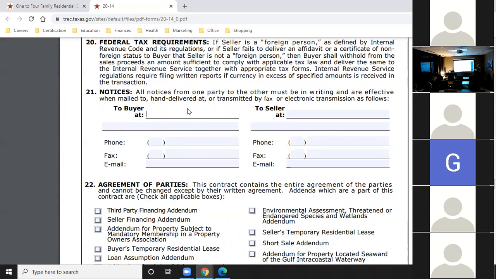All right, so notices. All notices from one party to the other must be in writing and are effective when mailed to, delivered at, or transmitted by fax or electronic transmission as follows. The Donaldsons are the buyer in this situation. So what will we put right here for the buyer? So we, Troy Donaldson and Donna Donaldson. You would say Troy and Donna Donaldson. Yeah, they're the buyers.